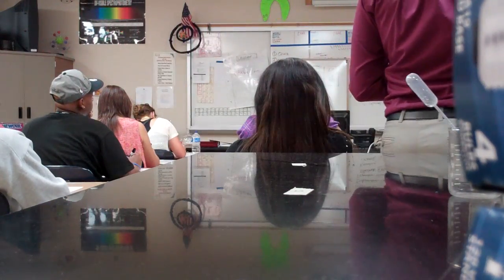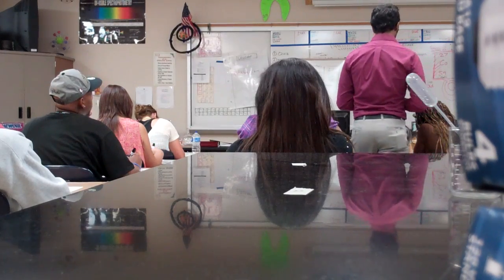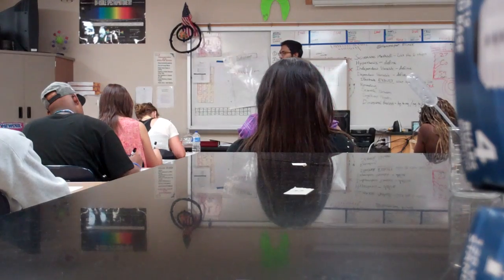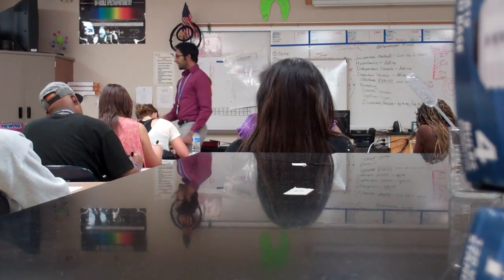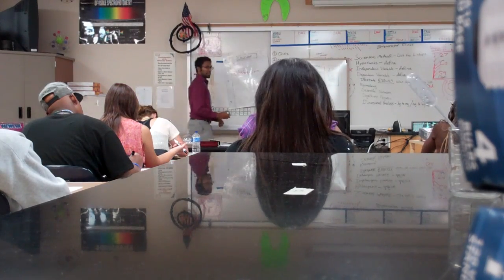Okay, so in your atomic model, how many electrons can fit on the first energy level? 2, perfect. How about on the second? 8, very good. On the third? 18, very good. You should know how many should fit on each energy level.